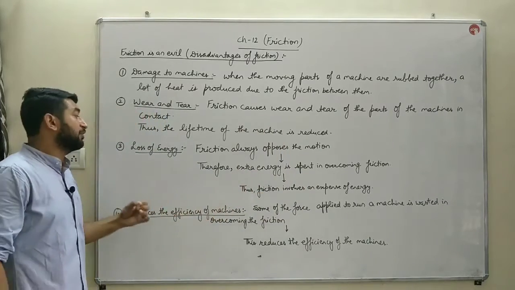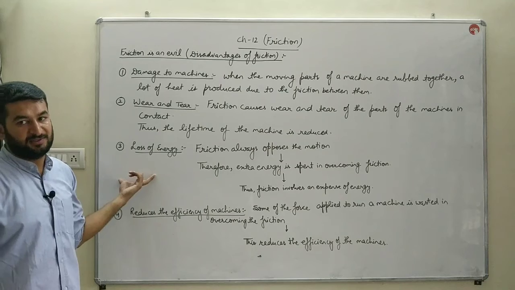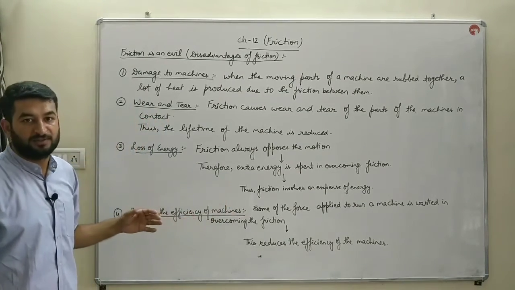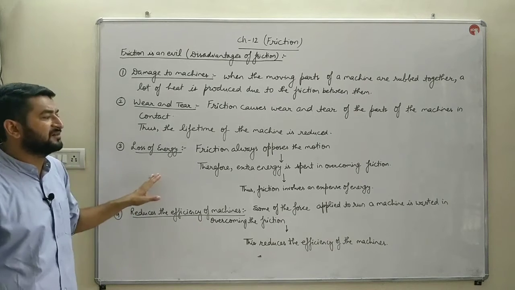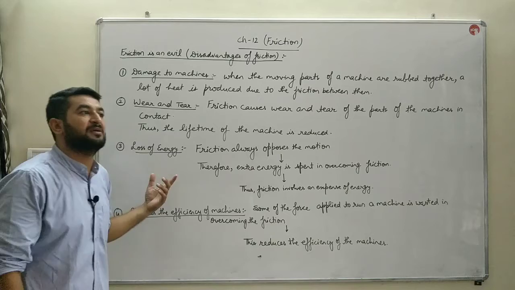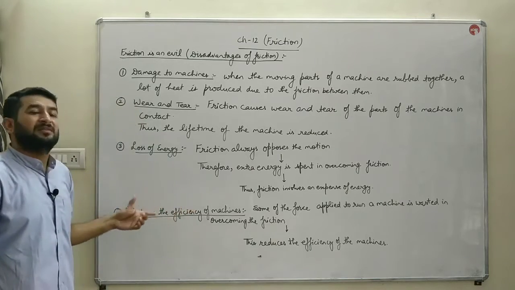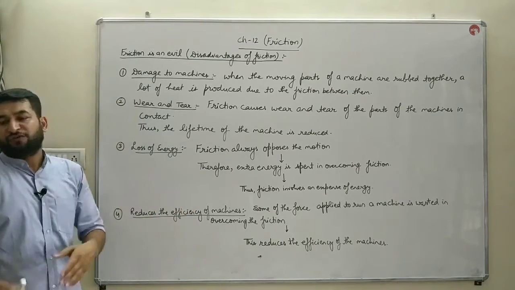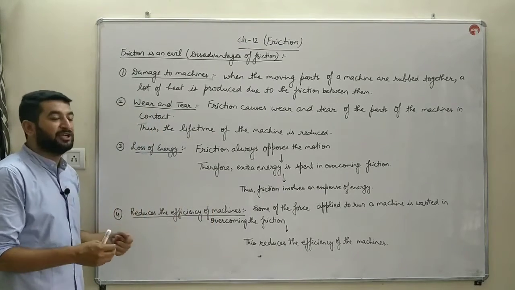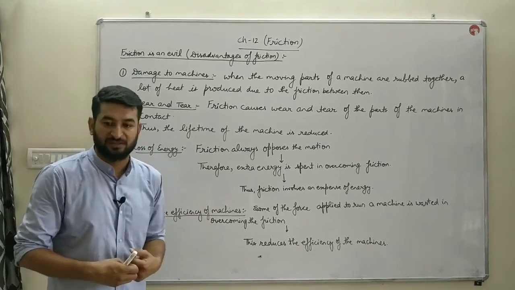So a fixed amount of energy is lost to start the motion of an object. So friction always results in the expense of energy, in the loss of a certain amount of energy. Next, and the last, is that friction reduces the efficiency of machines, the ability or the capability of machines.